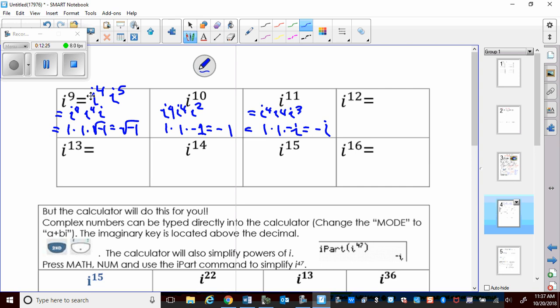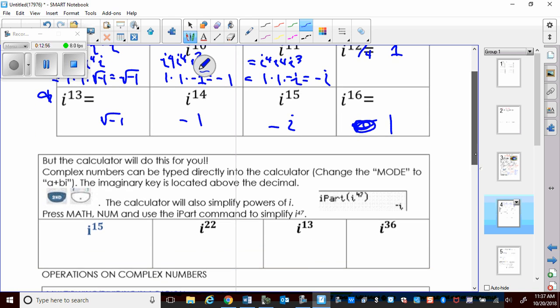Over here I have i to the 12th. This is divisible by 4. So it equals 1. I'll let you do these problems on your own. And you should get the square root of negative 1, negative 1, negative i, and 1. Okay?